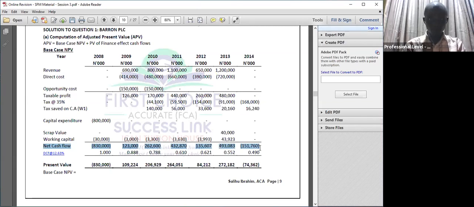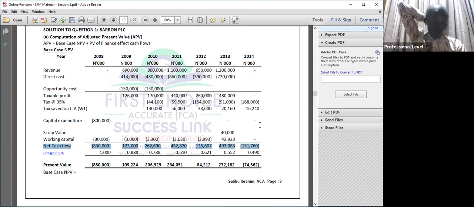Then 440 minus 59.5 plus 56 minus 3.63. That's correct. 432.87 is correct. Then I have 260 minus 154 plus 33.6 minus 3.993. That is 135.607. That's correct. 480 minus 91 plus 20.1 plus 40 plus 43.923. That is 493.023. So all the figures seem to be correct.